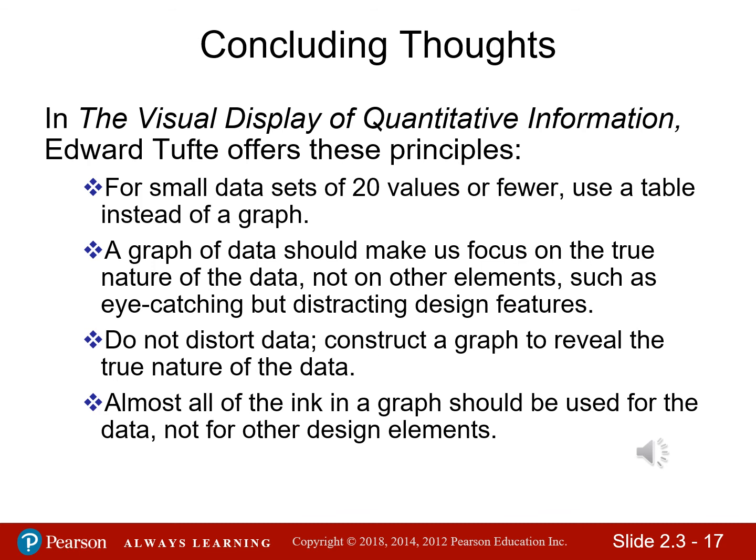For small data sets of 20 values or fewer, use a table instead of a graph. A graph of data should make us focus on the true nature of the data and not on other elements such as eye-catching but distracting design features. Do not distort data. Construct a graph to reveal the true nature of the data. And also, almost all of the ink in the graph should be used for the data and not for any other design element.